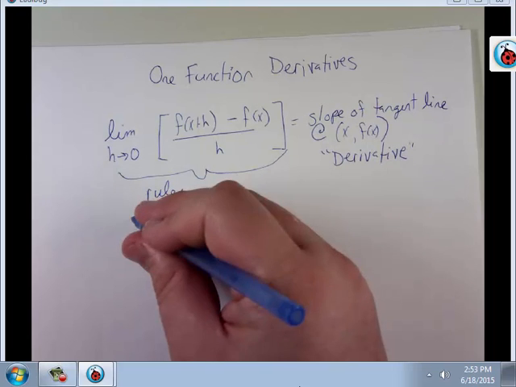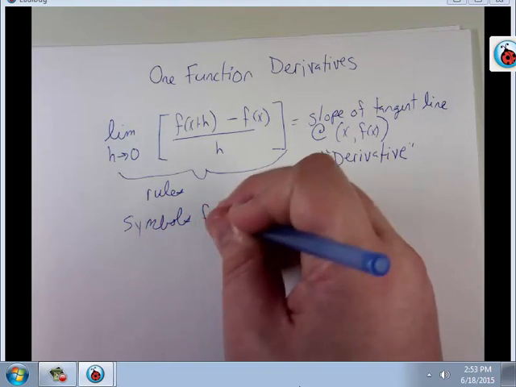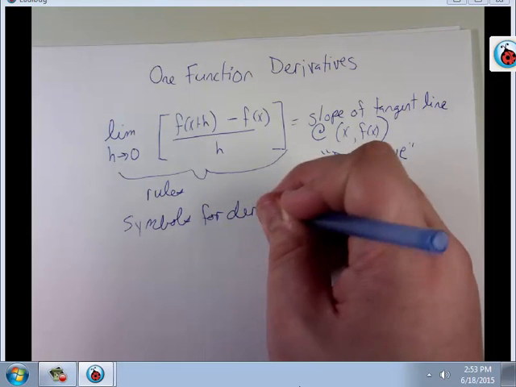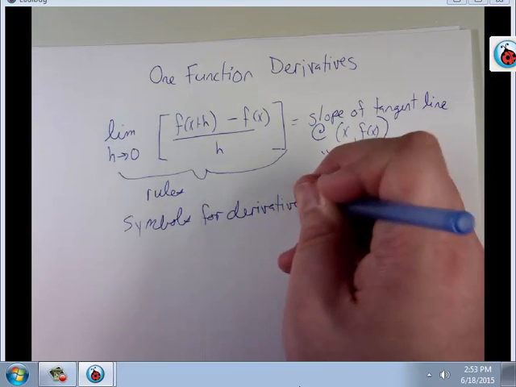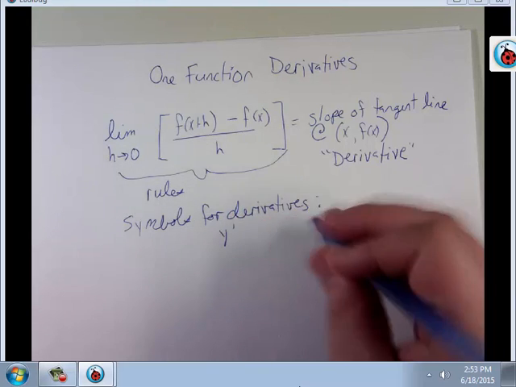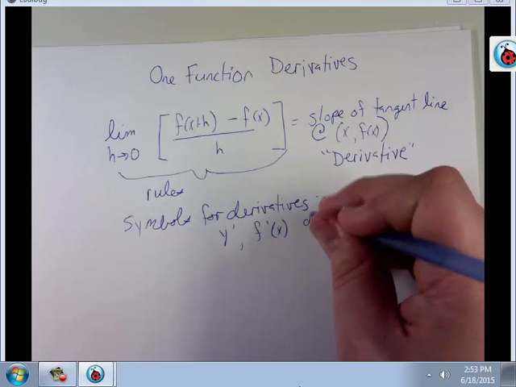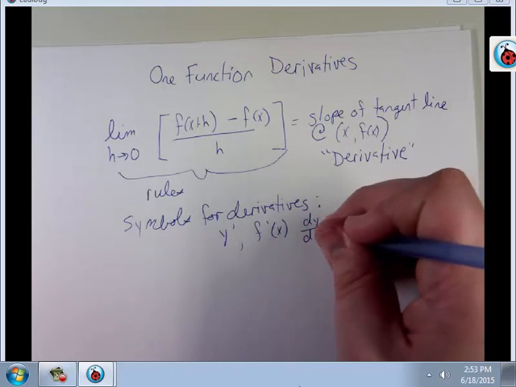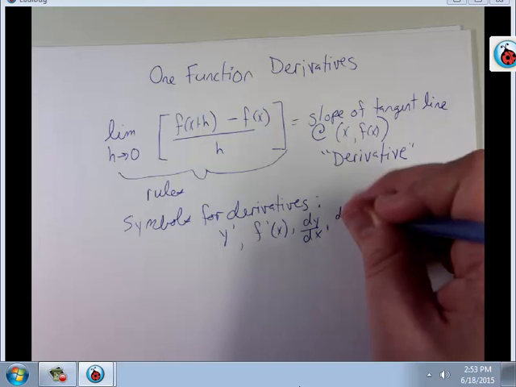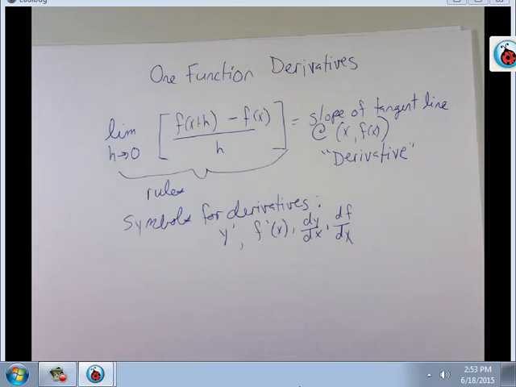Alright, first here's some symbols for derivatives. We have y prime, f prime of x, dy dx, df dx. Alright, so those are some of the symbols for derivatives. So I'll be using a couple of these throughout the video.